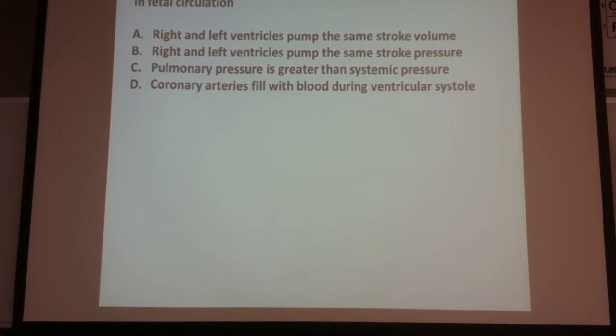In fetal circulation, right and left ventricles pump the same stroke volume. Yes, they always have to, unless we have some problem, or it will cause a problem if they don't. Right and left ventricles pump with the same stroke pressure. I didn't think the pressure was the same. Pulmonary pressure is greater than systemic pressure.